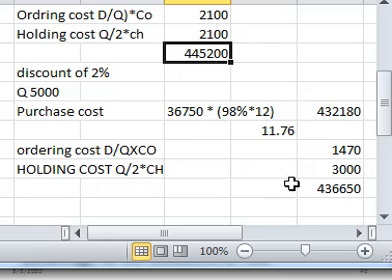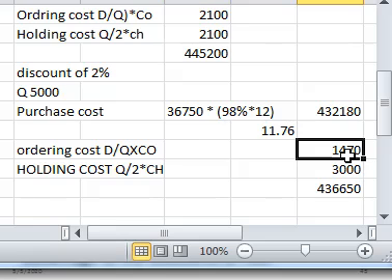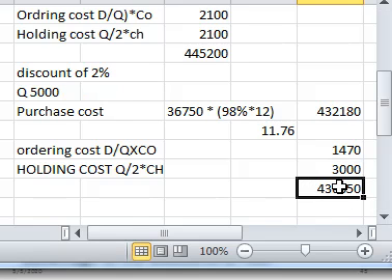So as I said before, when you are increasing the quantity, our ordering cost reduces, but the holding cost increases. So you add this total, or you can sum up this total, then you get your total cost when you purchase at 2%. So you can compare this and this one.